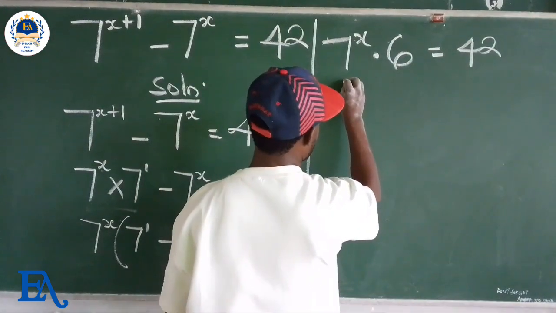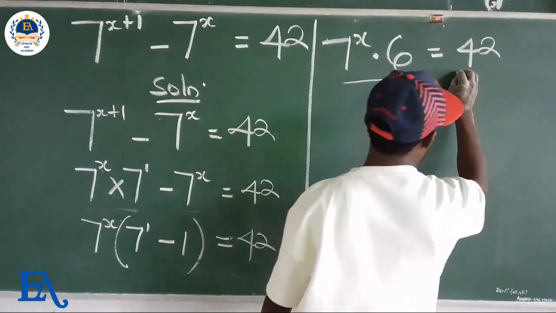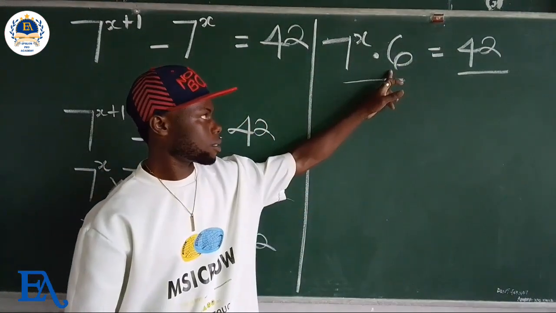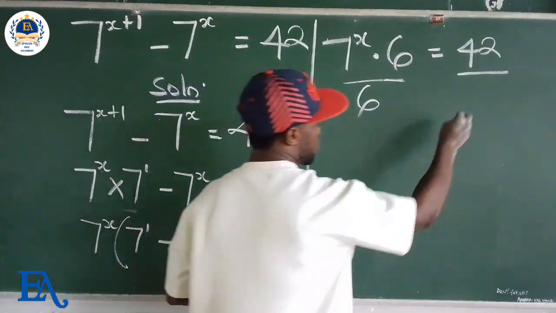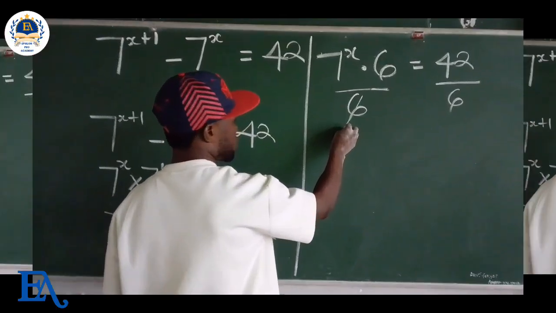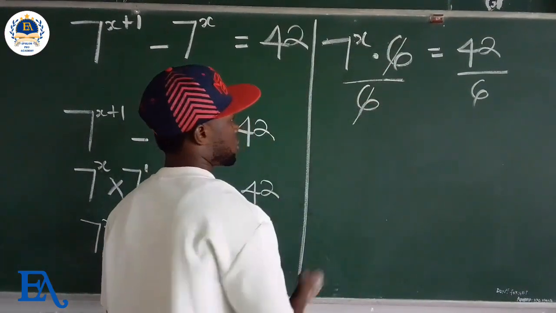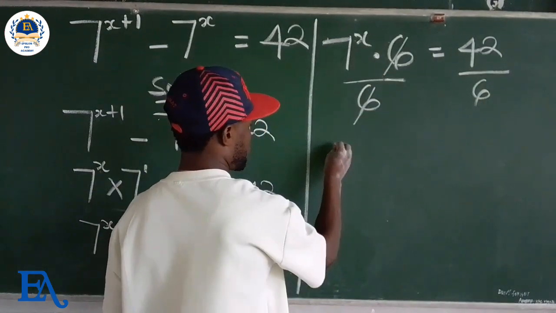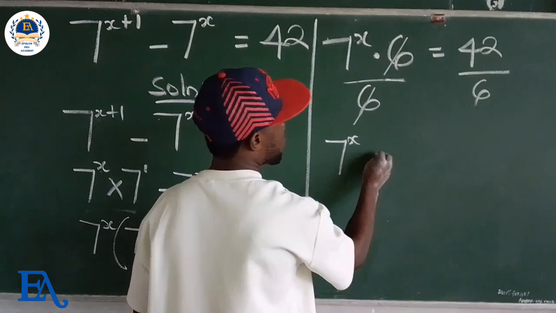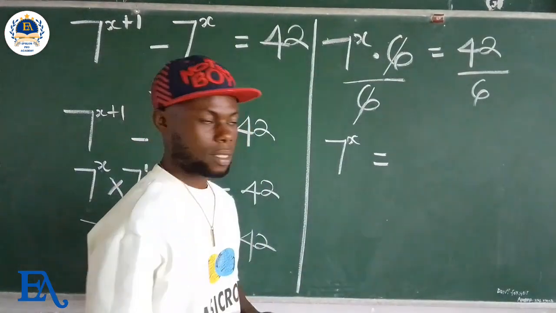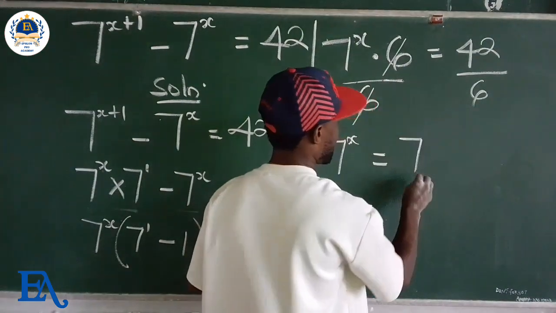Divide both sides of the equation by 6. 6 cancels 6. And we are left with 7 raised to the power of x. So 7 raised to the power of x is equal to 42 divided by 6, and that gives 7.